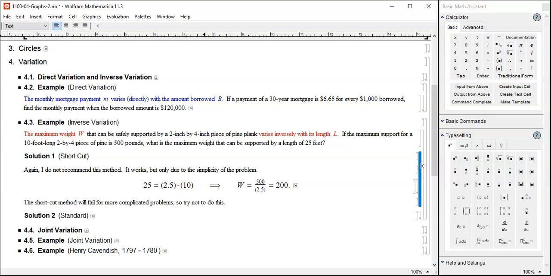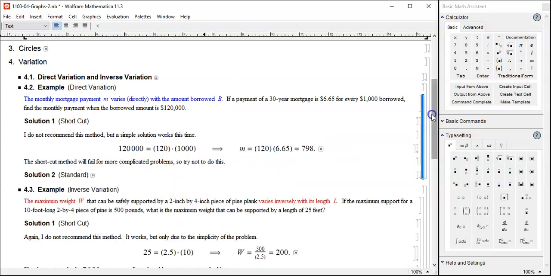Again, a fair warning. Do not use this method because this is just too simple. It is just a stepping stone. And for much harder problems, this method is going to be unreliable. It's not going to be useful. But at this moment, you can intuitively understand what it means by inverse variation very easily this way.